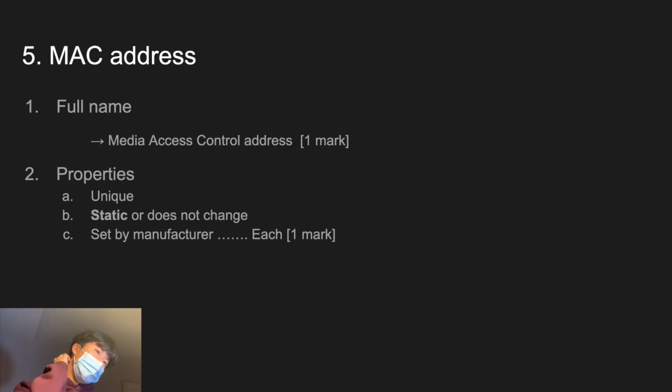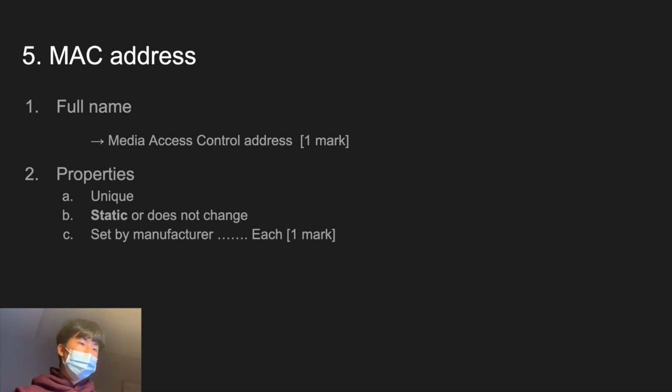Besides the term, you can also get points for the properties and structure of the MAC address. For the properties, you can get points for saying that MAC address is unique, MAC address is static, meaning it does not change, and MAC address is set by a manufacturer, which is not really a property, but I included it as a property. These each award you 1 mark.